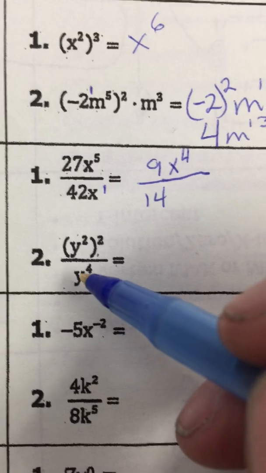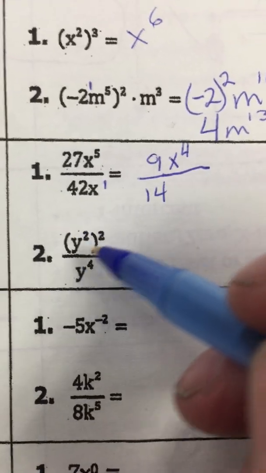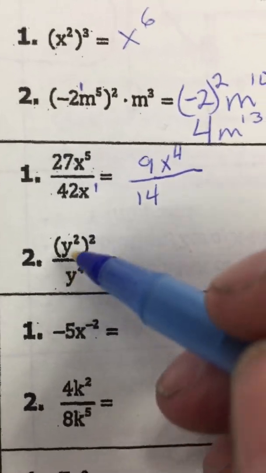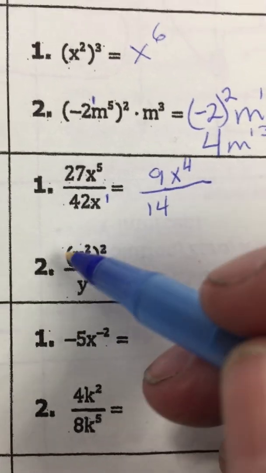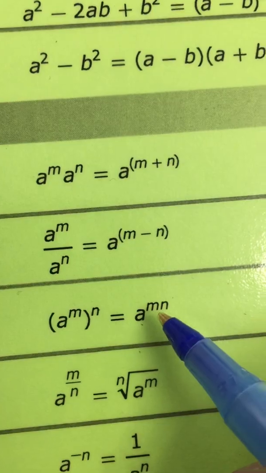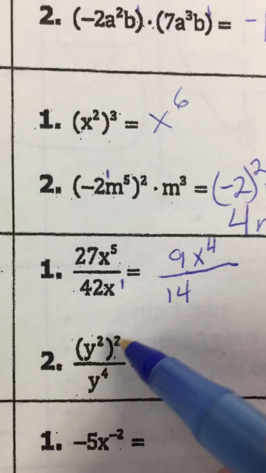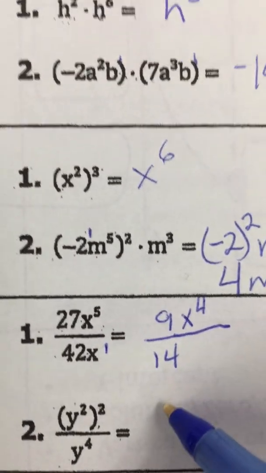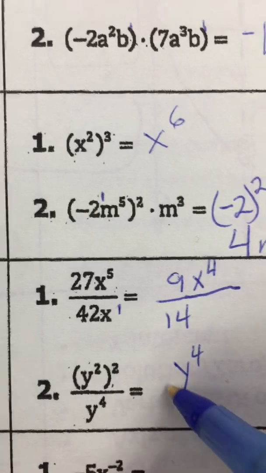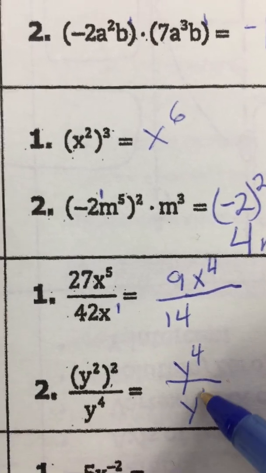This one has no coefficients in it, so I'm just doing the y's. So here's the power rule with parentheses, and then there's a division after that. You're going to do the parentheses first because that's your power rule. And of course, the power rule says multiply the exponents. So if I multiply the outside one times the inside one, I think that's 2. Yeah, I'm looking close. Yeah, those are 2's. So this is 2 times 2, so this is y to the 4th. And now the parentheses are gone, over y to the 4th.